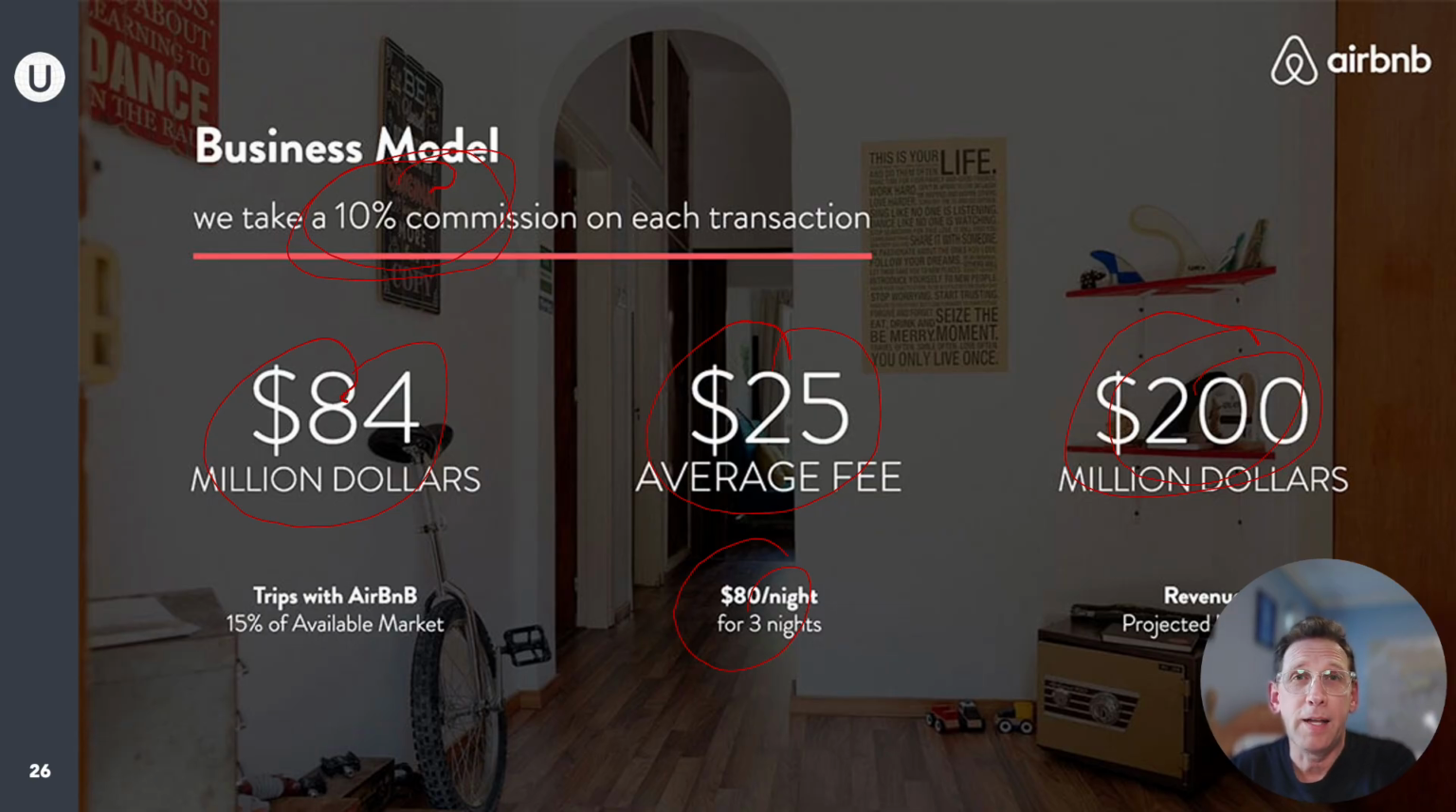Well, that's about it. That is essentially our lesson 1-2 on the different types of business models.